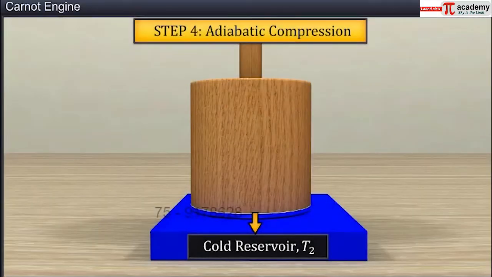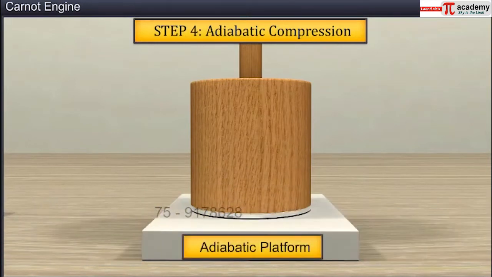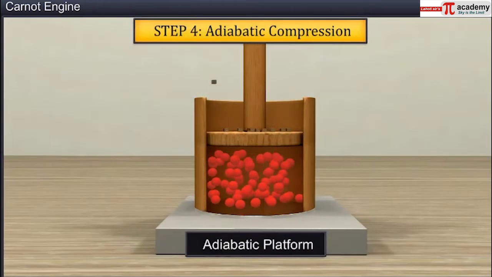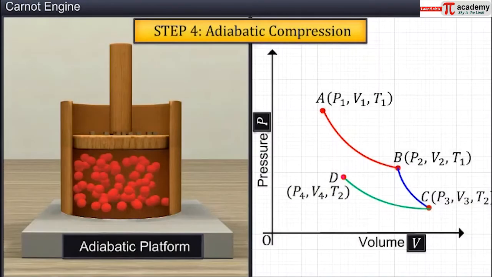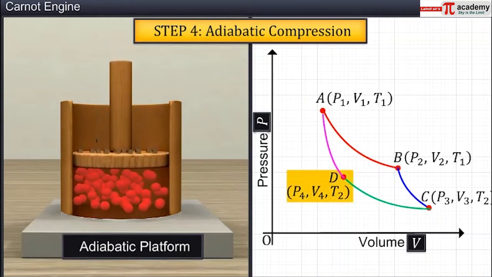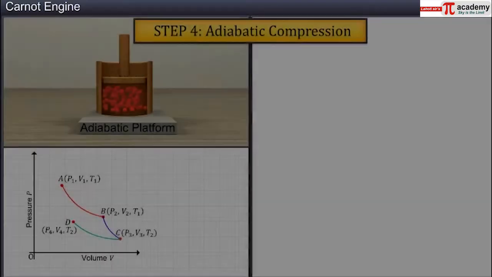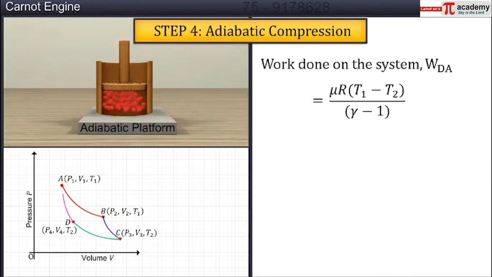In the final step, place the container on an adiabatic platform once again and compress the gas by adding small weights one by one. This adiabatic compression has taken the state of the gas from D (P4, V4, T2) to A (P1, V1, T1). The work done on the system, WDA, is equal to mu R into T1 minus T2 by gamma minus 1. Let this be equation 5.